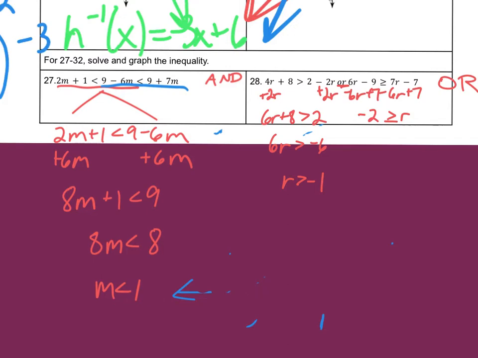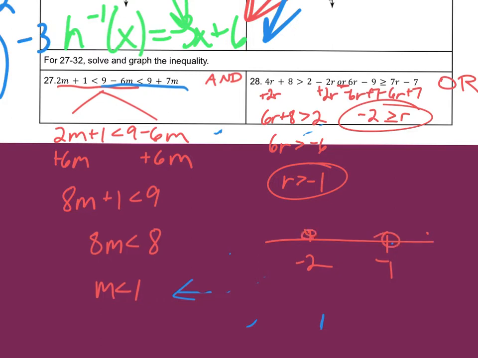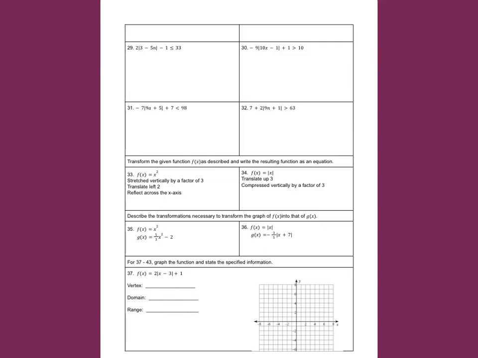Okay, so I have these 2 answers, and I just need to put them on a number line. So negative 2 is smaller than negative 1. Open dot on negative 1, closed dot on negative 2. It's greater than negative 1. It's less than negative 2. So those arrows are going in opposite directions.